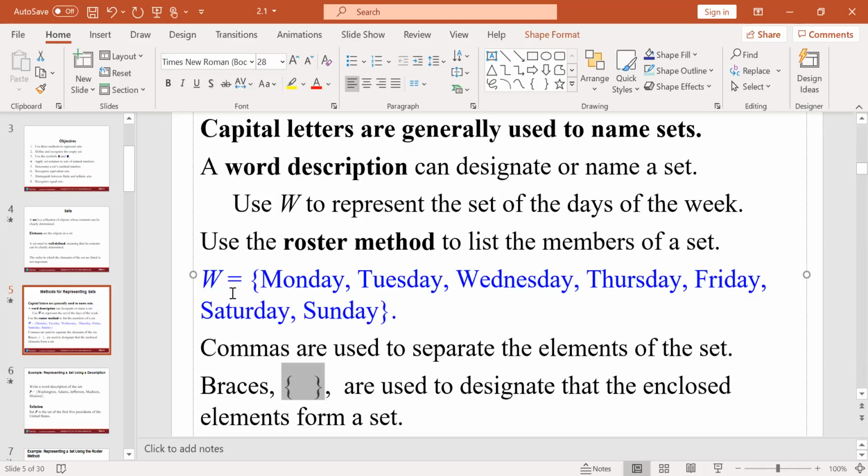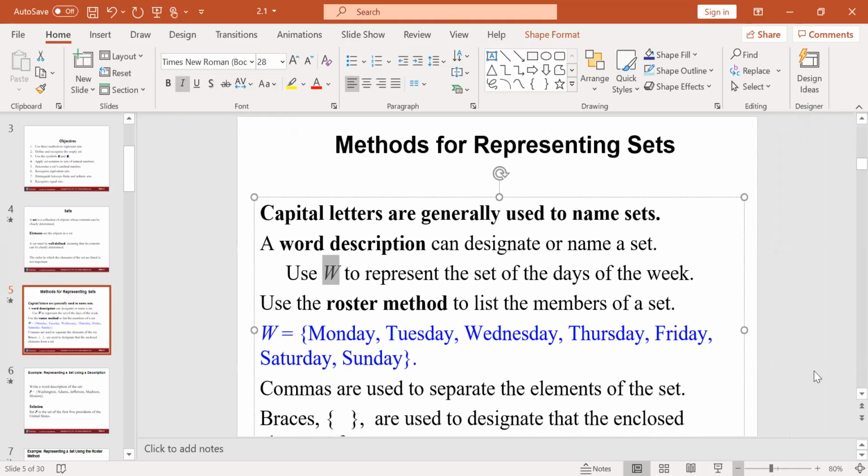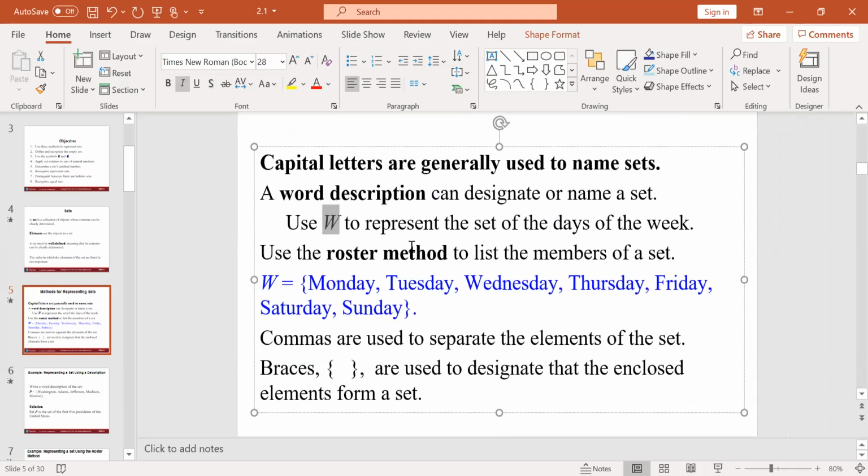So anyways, we can use a capital letter to represent a set. Maybe we can use a capital W, W for the word week, and we can use capital W to represent the set of days of the week. And there you go. W equals. Notice that there's an open set bracket to start, and then we just list out the days separated by commas, Monday through Sunday. So this is a great example of a set.